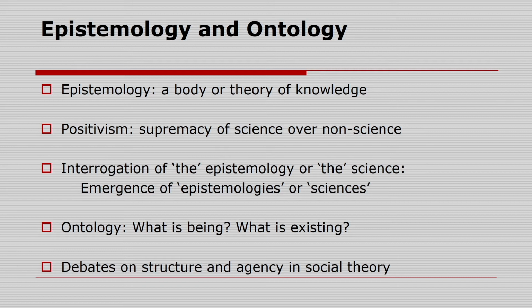As you have already pointed out, these have significant implications for the way theoretical foundations and methodological devices have been deployed in social science research today. This is very important. Epistemology, as we already know, is a body or theory of knowledge, precisely because of the central philosophical and political questions that epistemology tends to address: what is knowledge, what counts as knowledge, how is knowledge generated, and so on. And we have also mentioned how positivism suggests supremacy of science over non-sciences. Now, we are trying to see whether there must be a single science, or a single epistemology, or there is a plurality of epistemologies or a plurality of sciences.